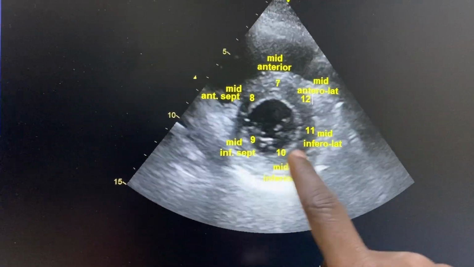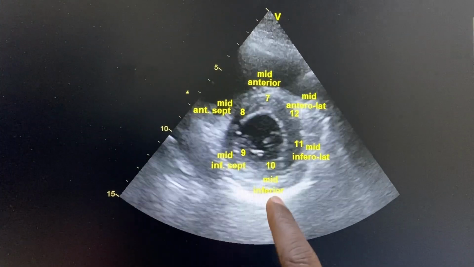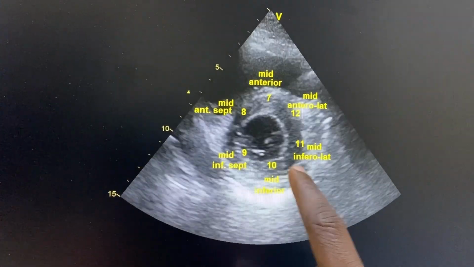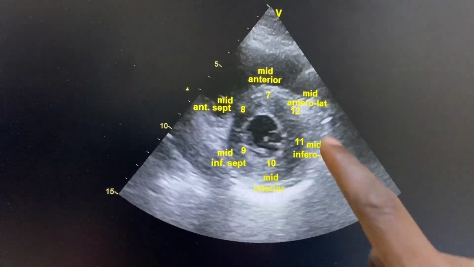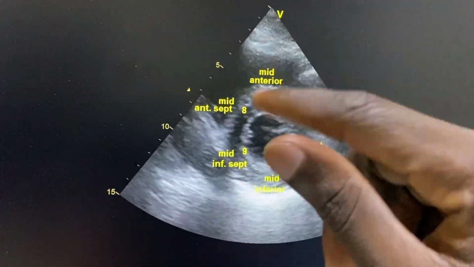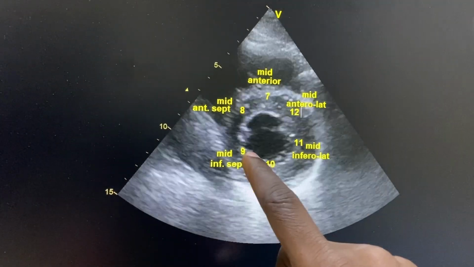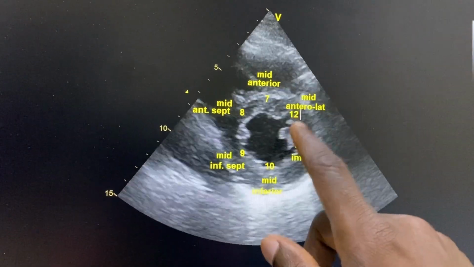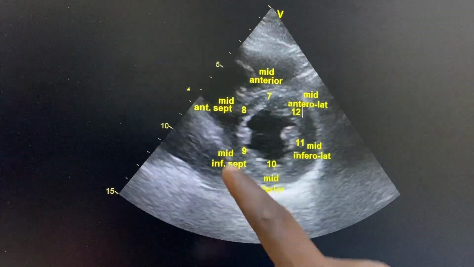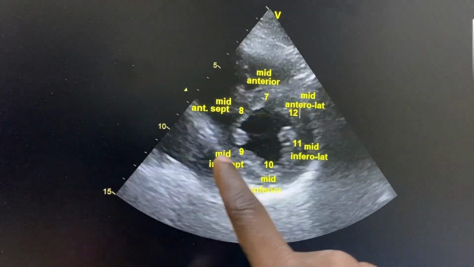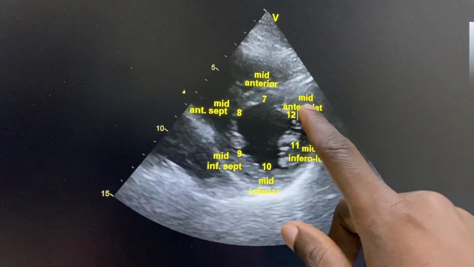This is mid cavity segmentation, and this is how we are naming. We are maintaining our anterior and inferior, anterolateral and inferolateral, inferior septum and anterior septum. We are maintaining them. And then the numbers, just simple, we stopped at 6. Now we are starting from the anterior, 7, 8, 9, 10, 11, and 12. But because we are in the mid, we are naming mid anterior, mid anterior septum, mid inferior septum, mid inferior, mid inferolateral, and then mid anterolateral.